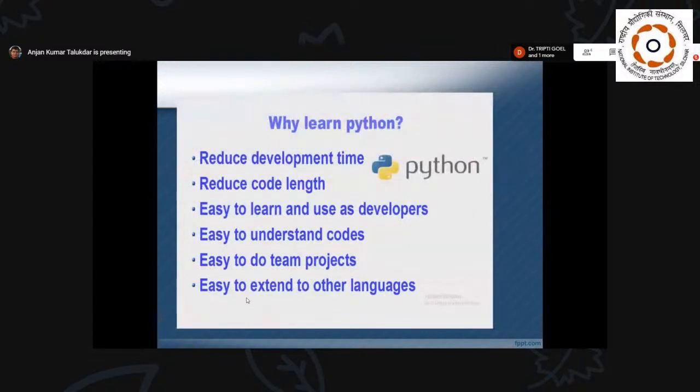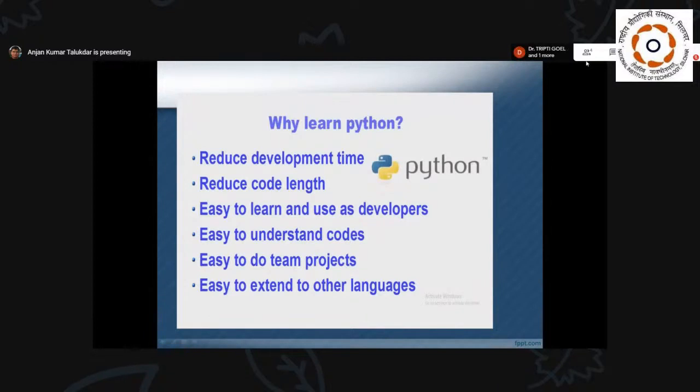Now, why learn Python? Why are people using Python nowadays? Because it has reduced development time, reduced code length, it is easy to learn and use as developers, easy to understand code, easy to do team projects, and easy to extend to other languages. I will not discuss Python here because it will take more time, and there are many resources from which you can learn Python.